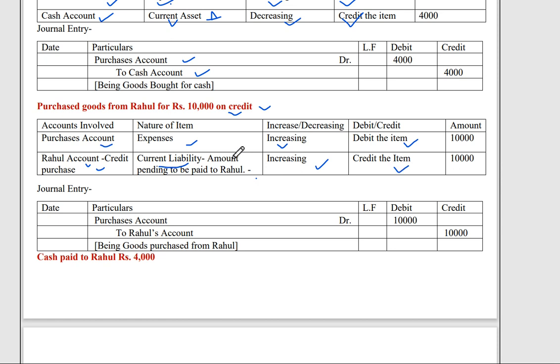How is the liability increasing here? When we are buying the material or goods on a credit basis, our liability towards others is increasing, hence we call it a current liability increasing, and we are crediting that item. Here the amount is 10,000. The journal entry for this is: purchases account debit 10,000 rupees to Rahul's account, which is credited with 10,000 rupees. Being goods purchased from Rahul is the narration for this.